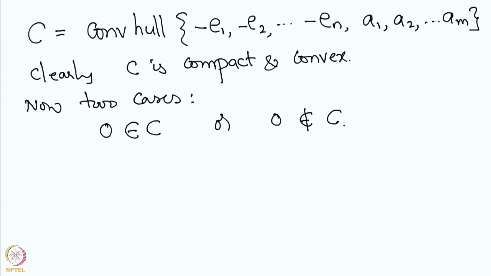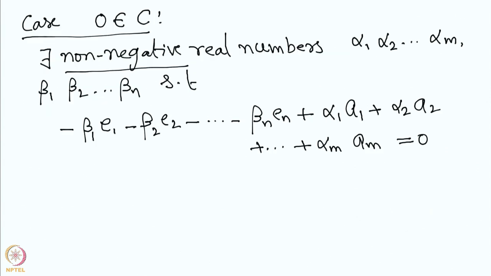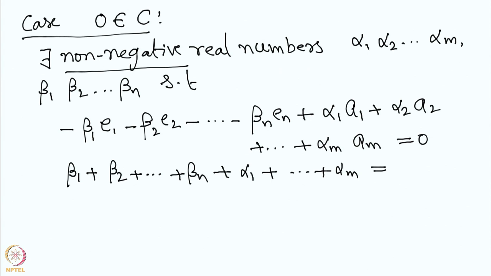So, convex hull means they are the convex combinations of these vectors. That is basically the reason why such a thing happens. And most importantly, beta 1 plus beta 2 plus beta n plus alpha 1 plus alpha m, all of them equal to 1.